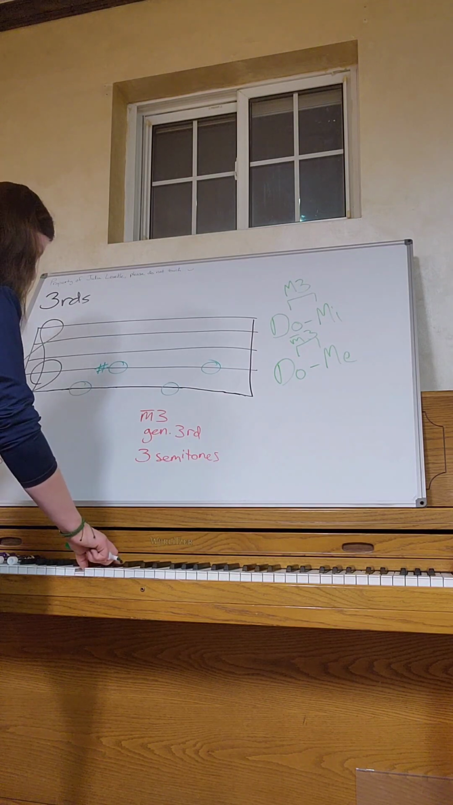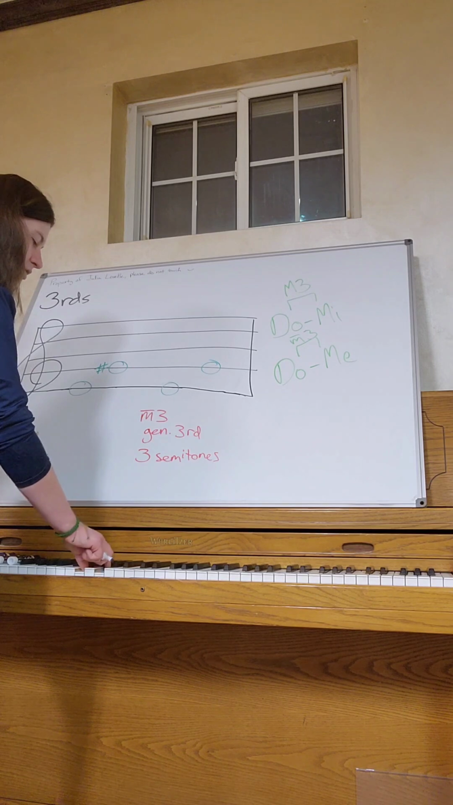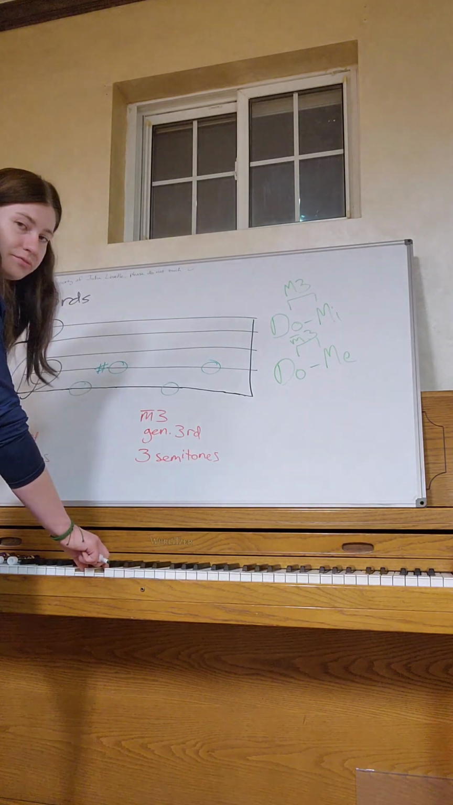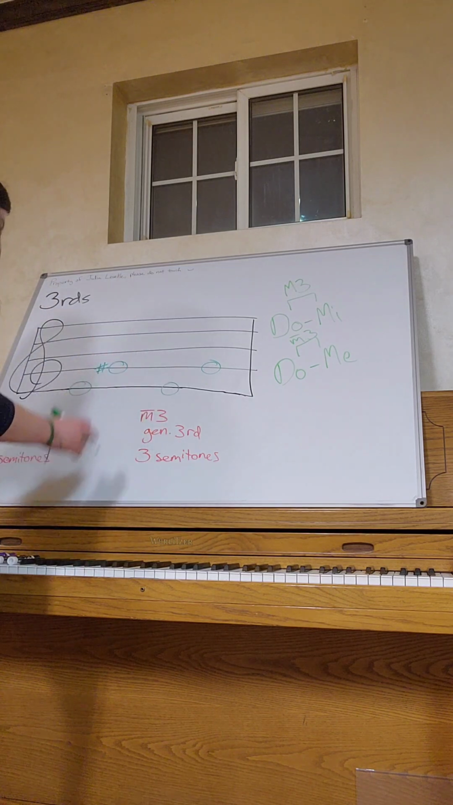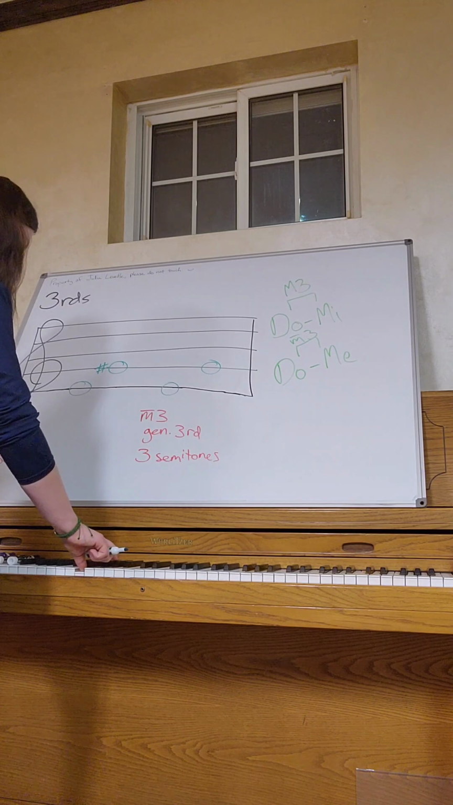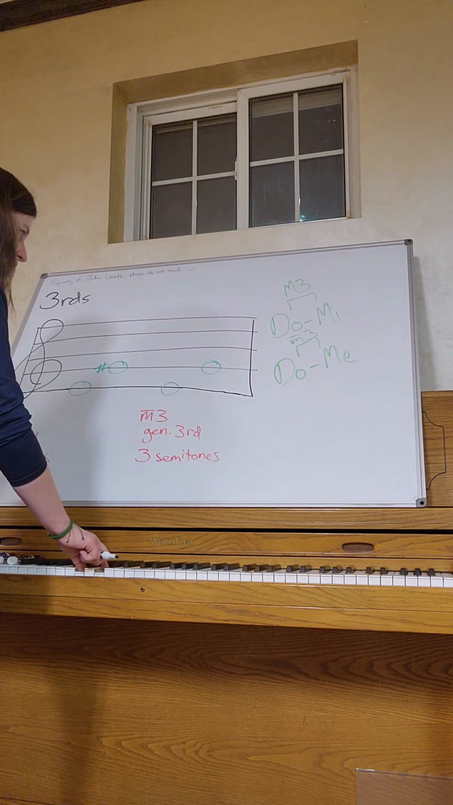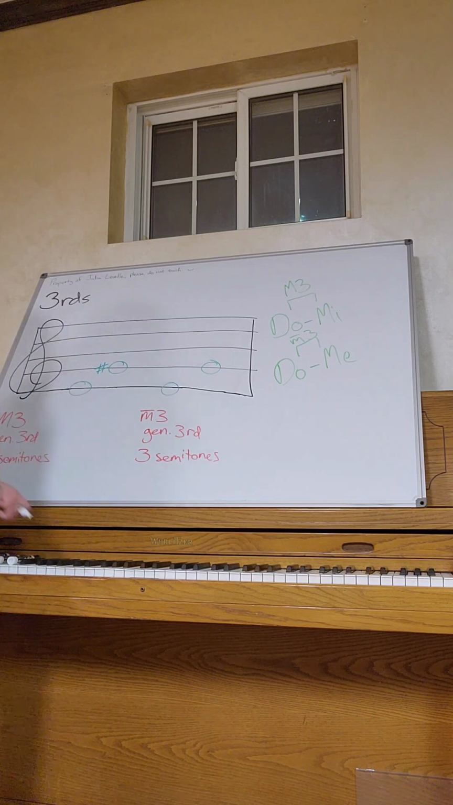A minor third is flattening the third by one semitone. That's a G natural. So that's how I know that that's a minor third. Do, mi, do, me, do. All right. So those are your major and minor seconds and thirds.